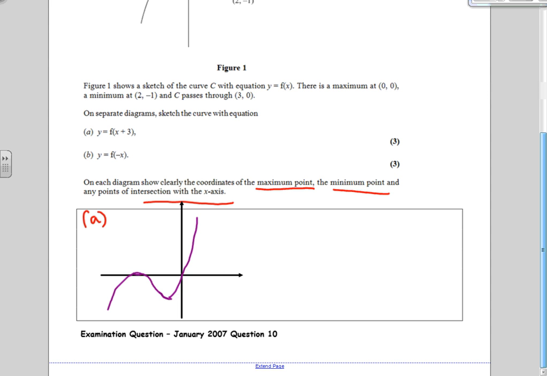So I need to write those points on. This point here will now be at (-3, 0). This point here will now be at (-1, -1). And this point here, which used to be (3, 0), will now be (0, 0). So I only have to draw where I cut my x-axis, but of course that shows where I cut my y-axis as well. So now moving on to part B.